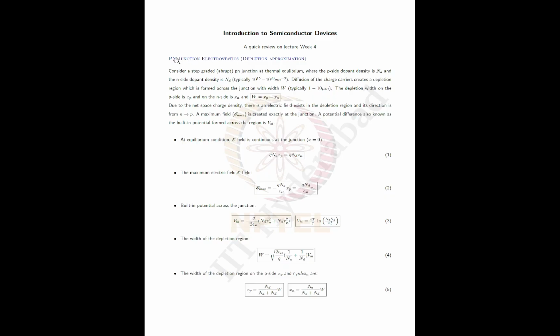So this week we will start with PN junction. A PN junction is basically when you take a p-doped semiconductor and an n-doped semiconductor and you fuse them. That is called a PN junction. The point where they meet is called the PN junction. First we talk about the step graded PN junction, also called the abrupt PN junction.